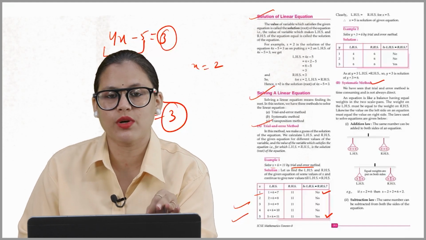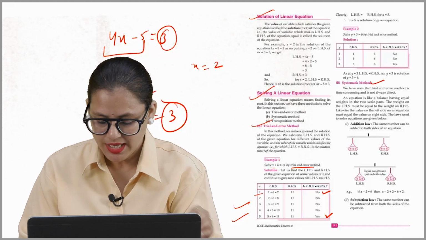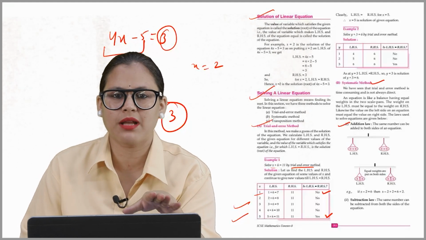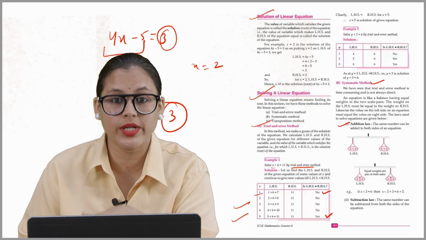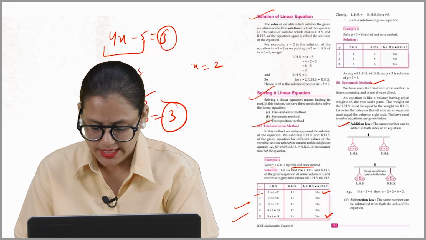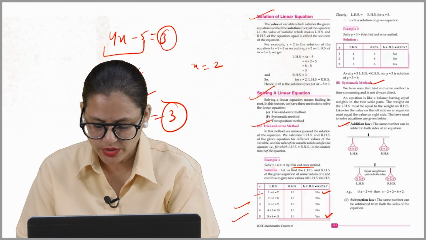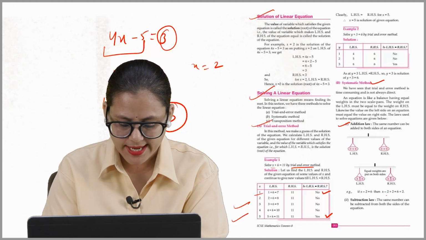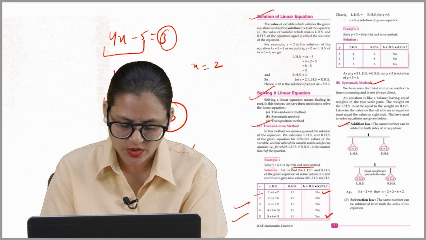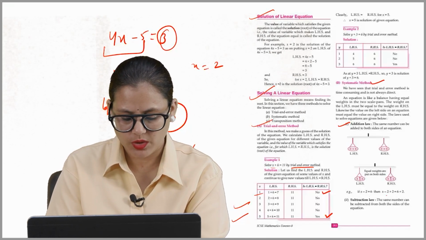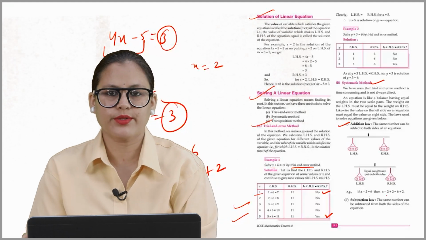The laws used to solve equations are given below. Number 1 is addition law. The same number can be added to both sides of an equation. For example, x minus 2 is equal to 6. Here is an equation given to you. So what will we do? We will add 2 to both sides.